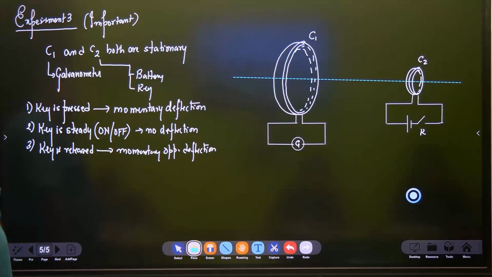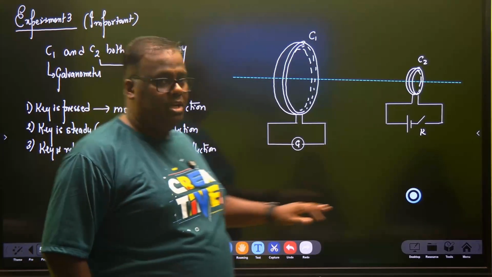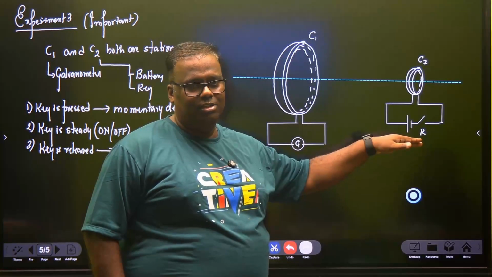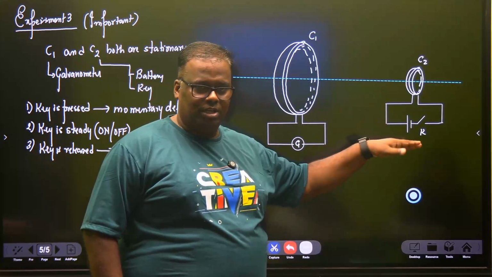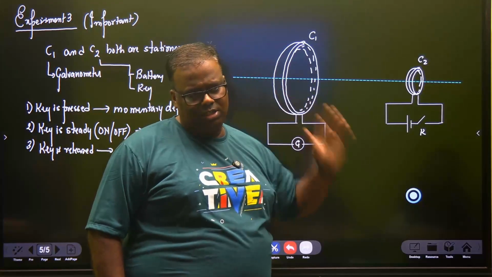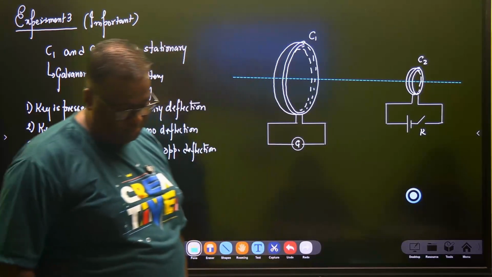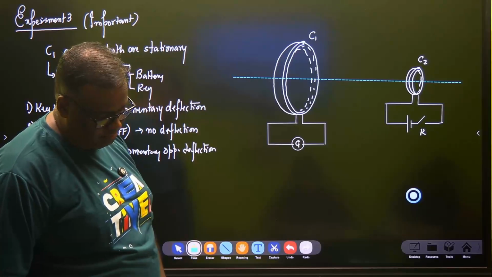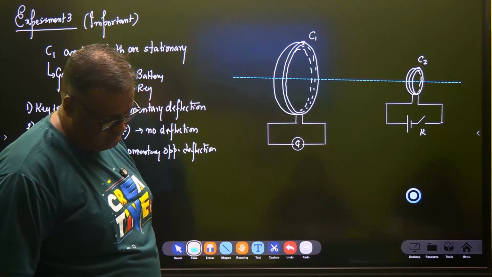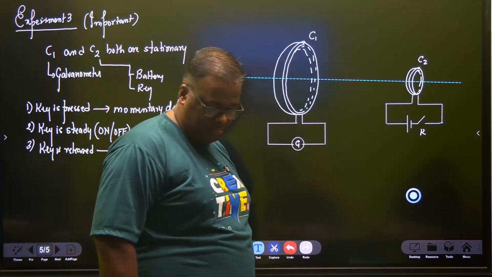Did you understand three things? Means it is like this. See, these experiments we do actually in the lab. Switch on, tuck, deflection. On, no deflection. Switch off, again tuck, deflection. Off, no deflection. ठीक है? Write down.